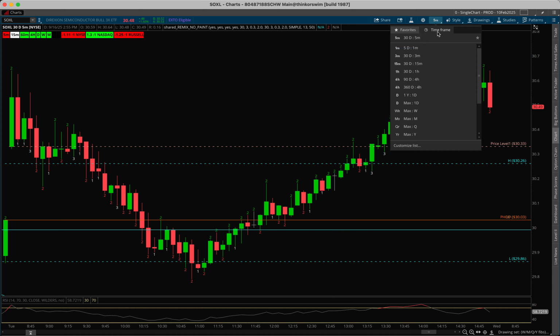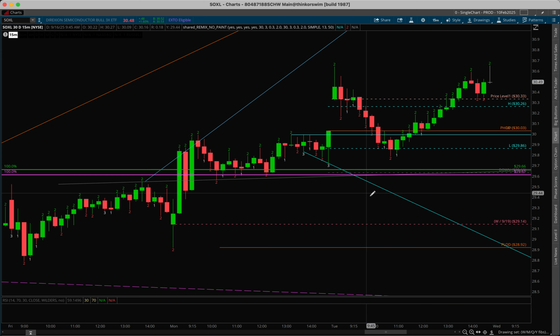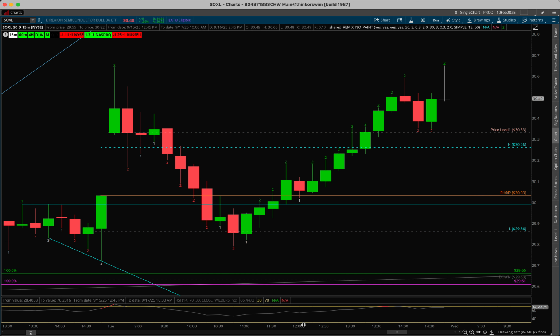Because if we just switch to the 15-minute real quick, we get here's that push down we had today, but this low, once we put in this high right here to lock this in as a low, right? This 2 up locks this 2 down in as a low. We could go up and make a higher low, or we could go up and make a lower high and push down and make a lower low.